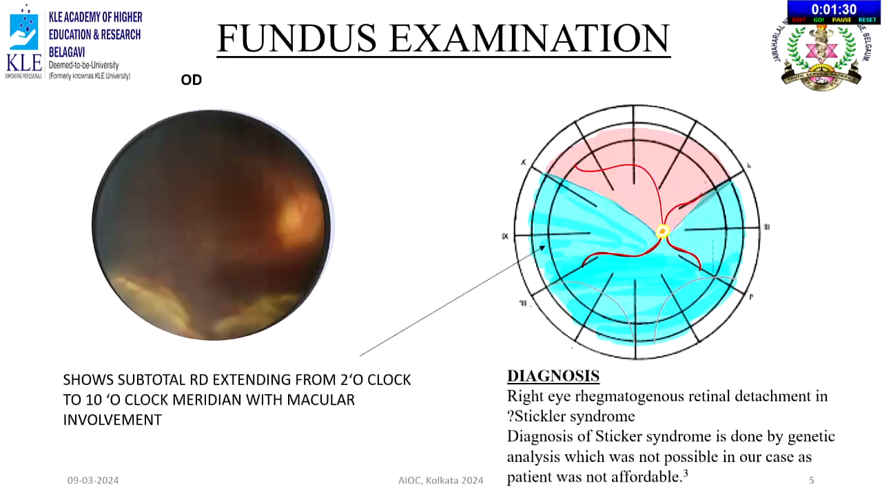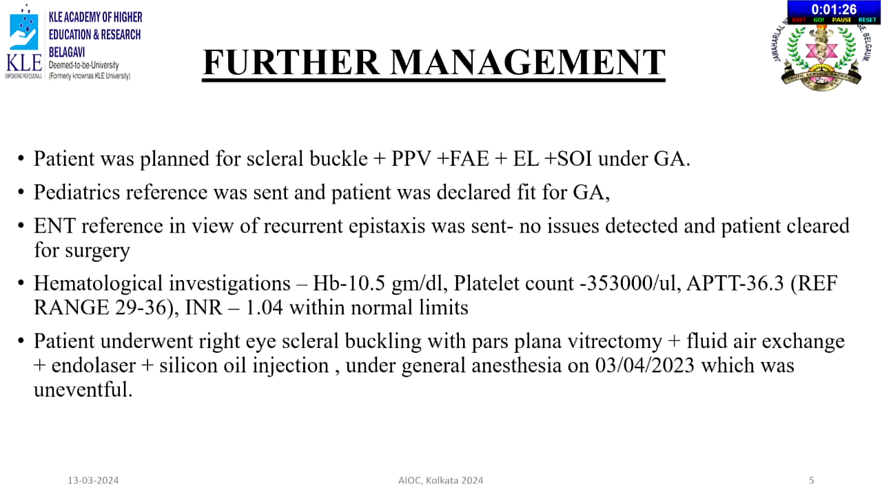Diagnosis of Stickler syndrome is done by genetic analysis, which was not possible in our case as the patient could not afford it. Patient was planned for scleral buckling with pars plana vitrectomy, fluid air exchange, endolaser and silicone oil injection under GA. Patient was given pediatric and ENT reference, and he was given fitness. Hematological investigations showed normal platelet count, normal hemoglobin, and APTT within normal limits.